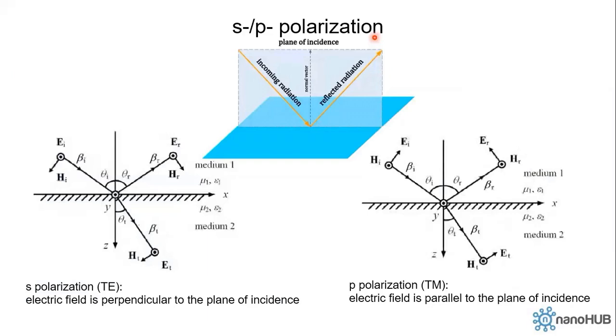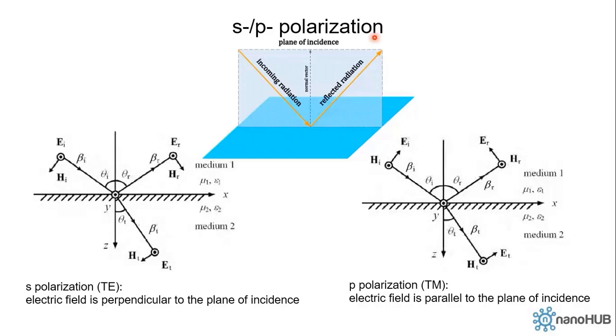If we imagine the trajectory of the incoming light and the normal vector of the interface, they form a plane of incidence. S polarization, sometimes called TE polarization, is defined as the case where the electric field is perpendicular to the plane of incidence. On the left-hand side schematic, the plane of incidence is simply this screen. We can see that the electric field is pointing toward you, out of the plane, while the magnetic field H is inside this plane.